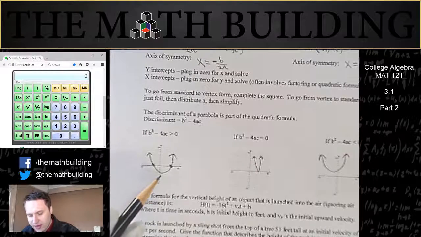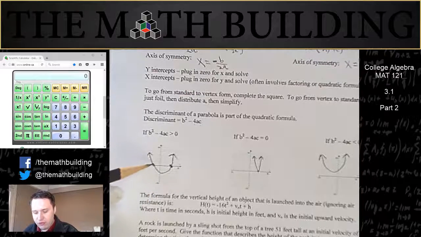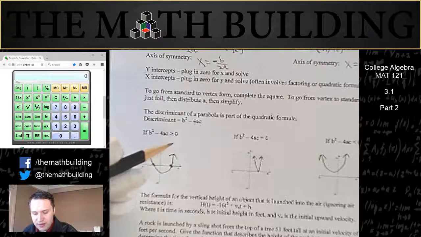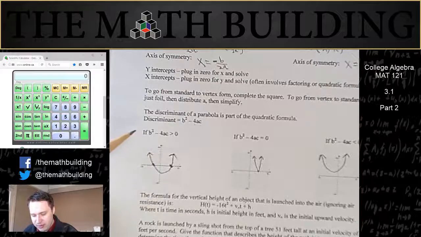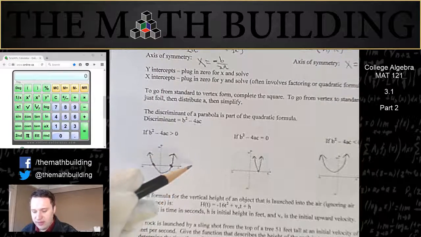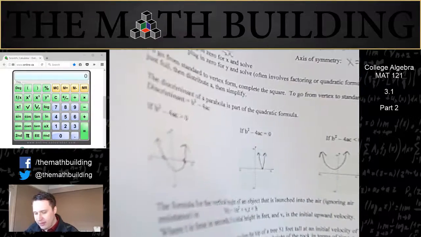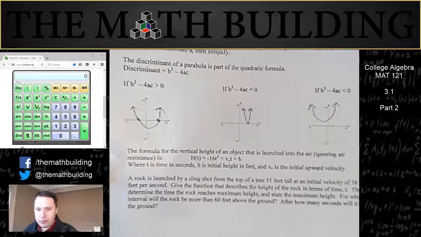By the way, you'll notice that the vertex, in addition to being the maximum or the minimum, is where the graph goes from decreasing to increasing. So the vertex is what separates the decreasing from the increasing, or if it's opening down, it's what separates the increasing from the decreasing. Okie dokie, I have time for an application problem, so let's do it.